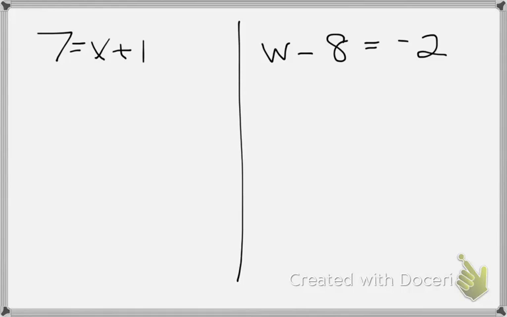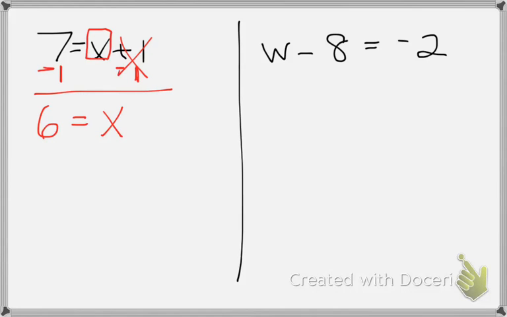Okay, number one, this is the classic brat story. X is the brat, and you want it to be alone. So the person moving its seat is going to be the +1, so you would do -1. Don't do -7, do -1 to both sides. That crosses out that person. You bring down the X all by itself, and 7 minus 1 is 6.